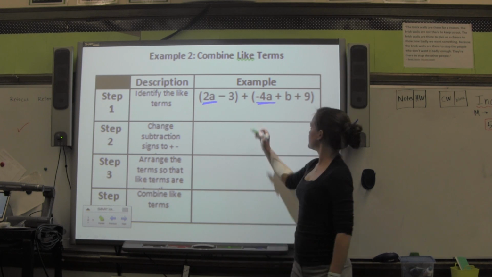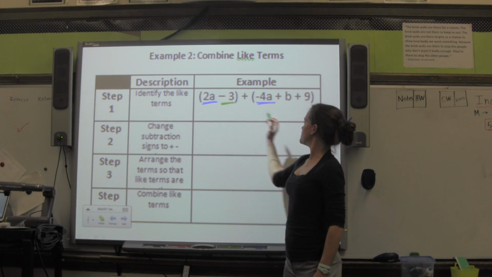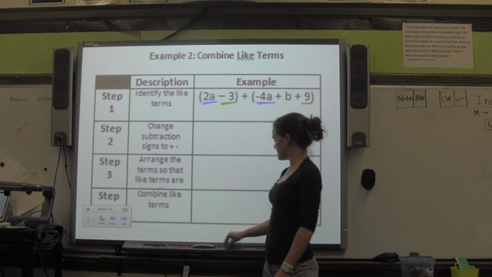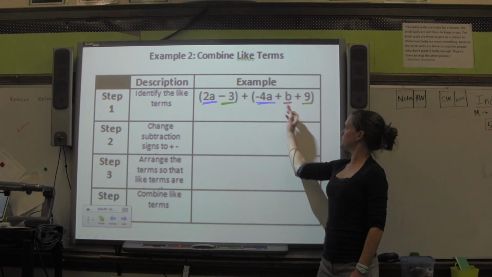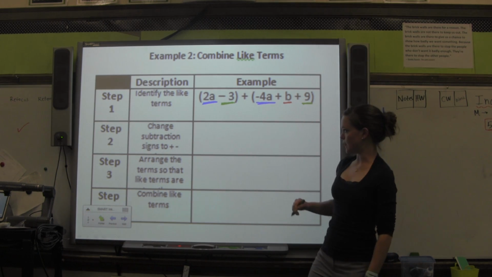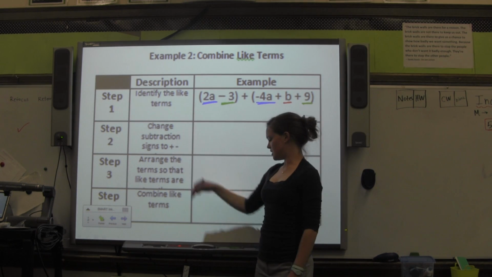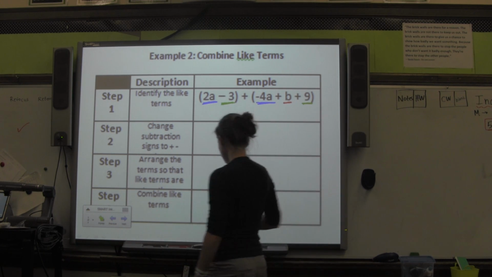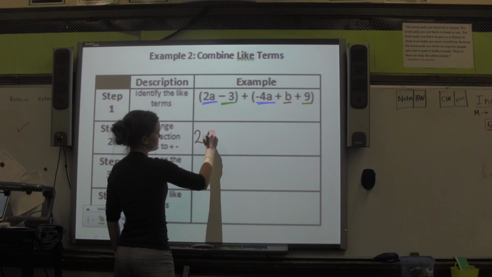I'm going to call my constants, I'm sorry, those were blue. I'm going to call my constants green. And the last one I have here is b, and it doesn't have any like terms, but I'll give it red. I need to change the subtraction sign to the plus minus sign. So I'm going to rewrite this.